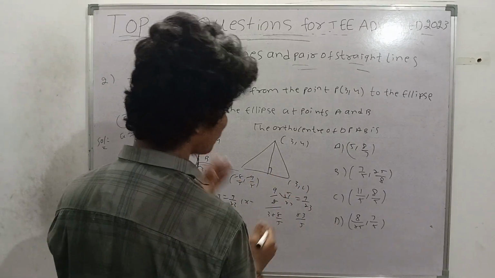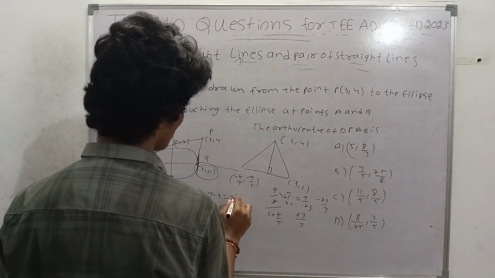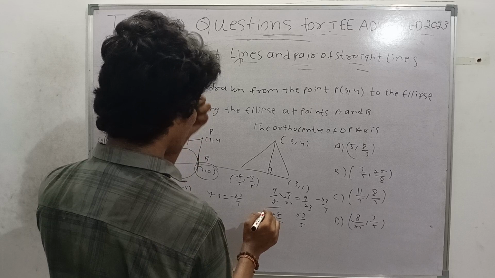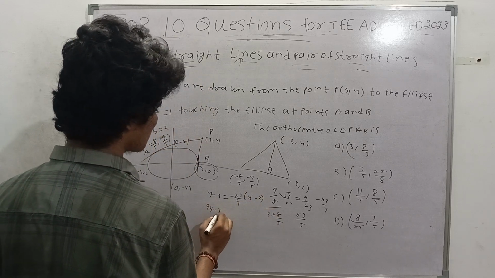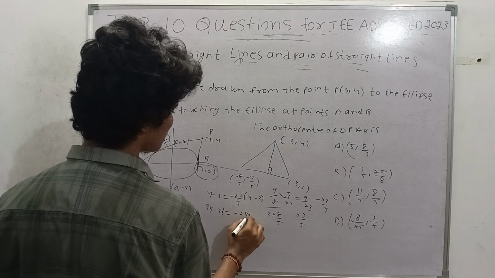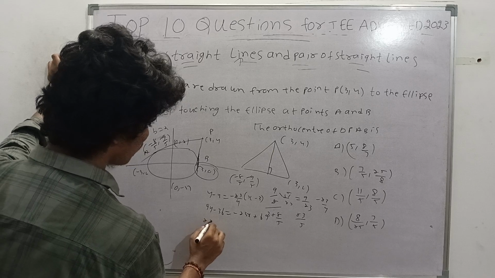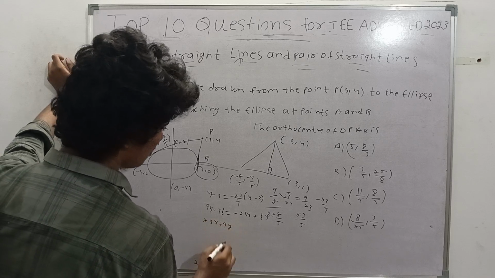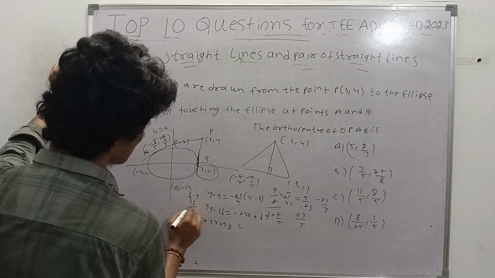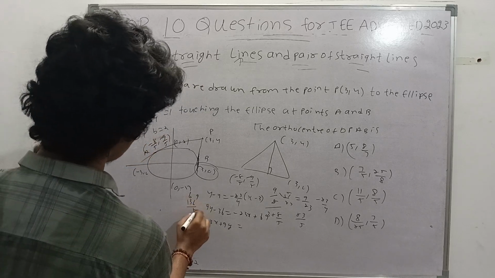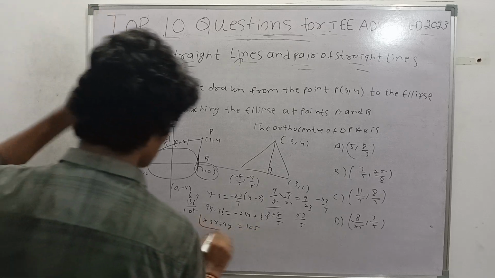And what is the slope of the perpendicular? It will be minus 23 by 9. So y minus 4 equal to minus 23 by 9 into (x minus 3). So it will be 9y minus 36 equal to minus 23x plus 69. Now 23x plus 9y equal to 69 plus 36. It will be 105. So this is one thing.